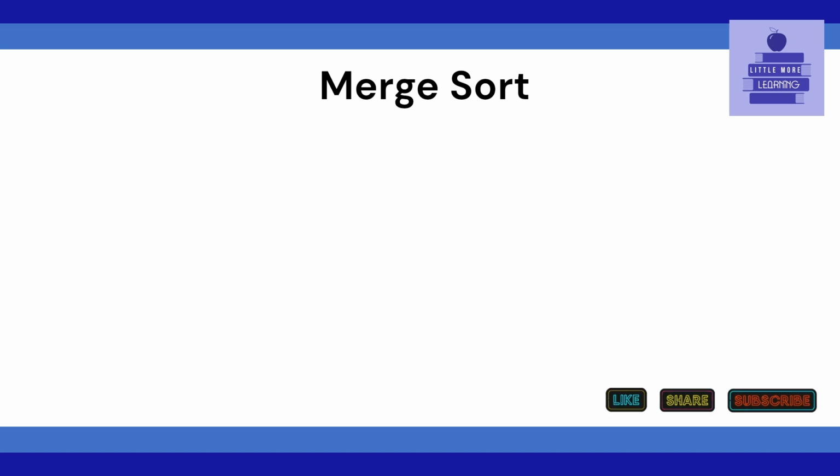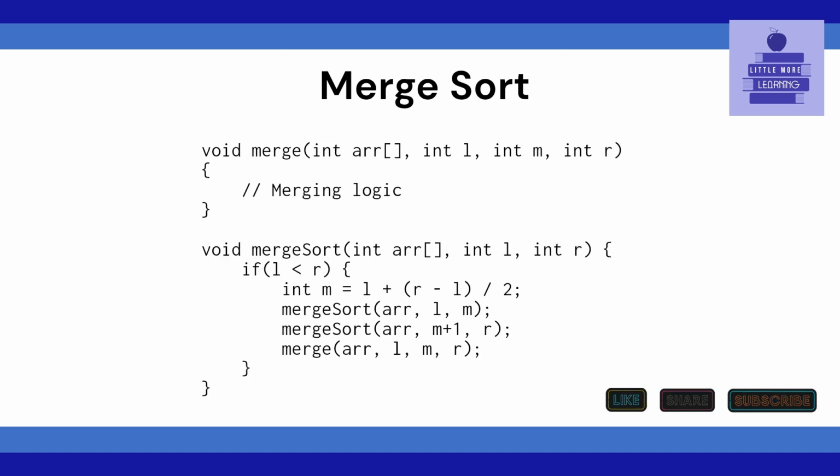Now, let's look at merge sort, a more efficient algorithm. Merge sort is a divide and conquer algorithm that splits the array into halves, recursively sorts each half, and then merges the sorted halves back together. Merge sort splits the array using the merge sort function, which recursively sorts each half. The merge function then combines these halves into a single sorted array. This approach ensures a time complexity of O(n log n), making merge sort much more efficient than the simpler algorithms.